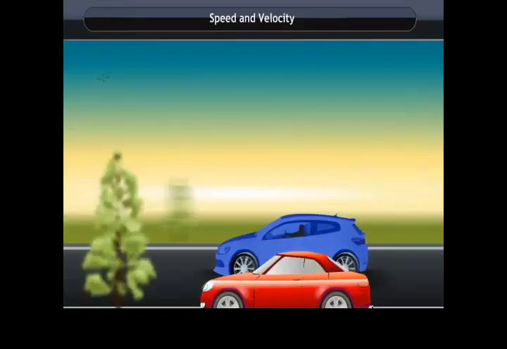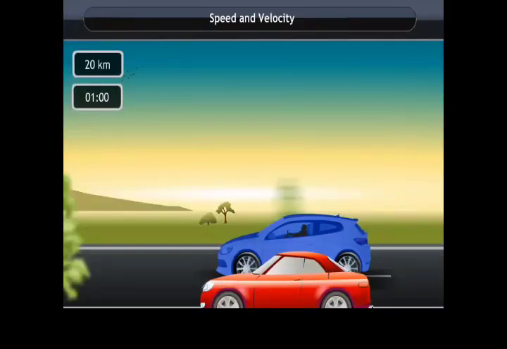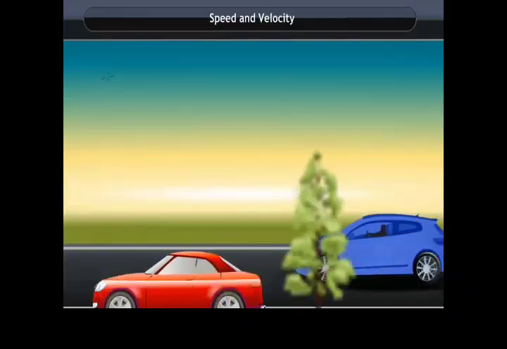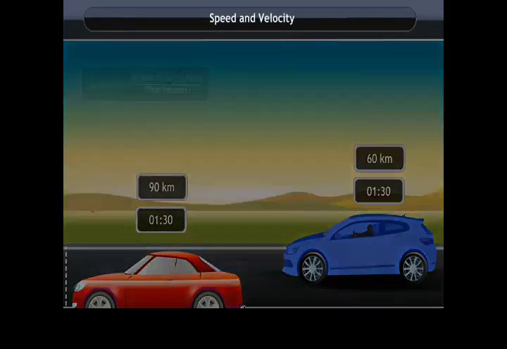Speed and velocity. Look at the moving of a car. How fast or slow cars are moving, we need to calculate the speed. So speed is equal to distance travelled by cars divided by time taken.